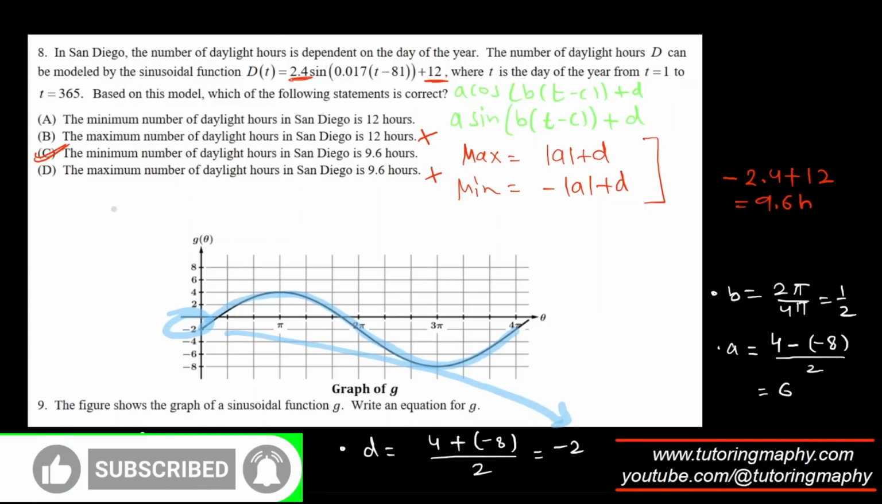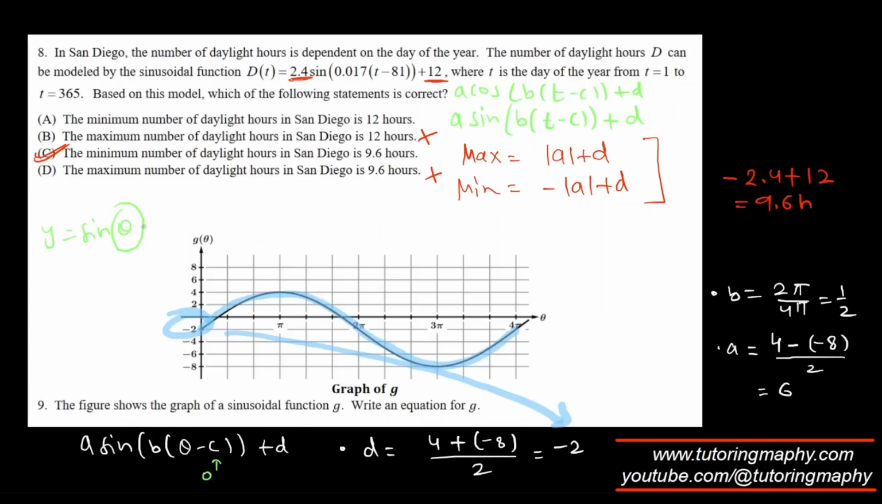You can understand it from the fact that whenever I have, for example, y equals sine theta, this does not really have any plus or minus C, right? Because it starts from the midline, which is 0. So whenever a sinusoidal function starts from its midline, the value of C has to be 0. So the answer in this case is A is 6 sine of 1 over 2 theta plus the value of D, which is minus 2. So this is the final answer for the expression.